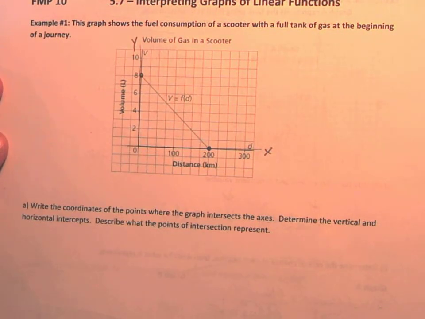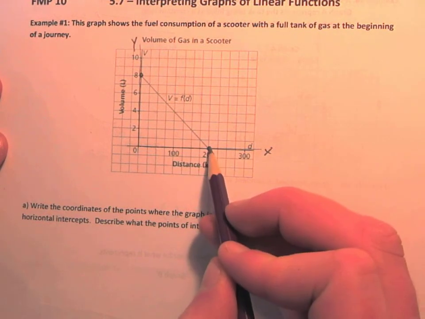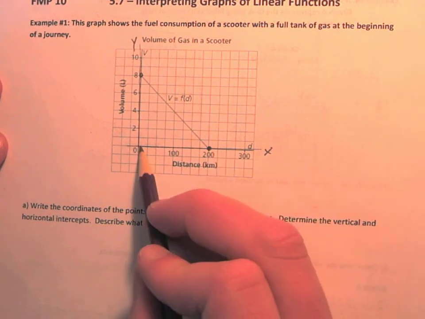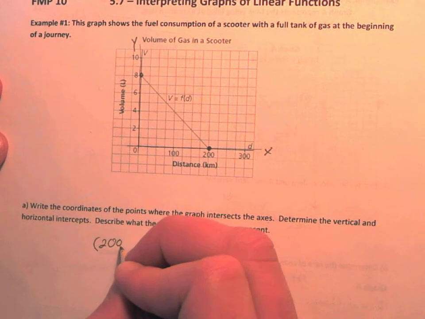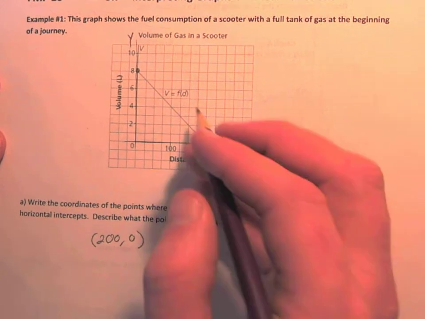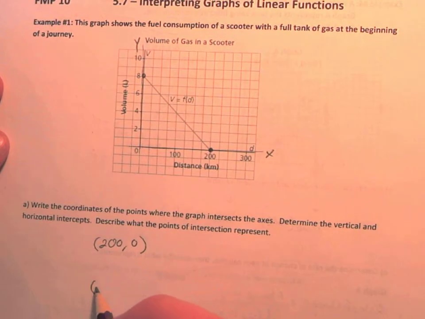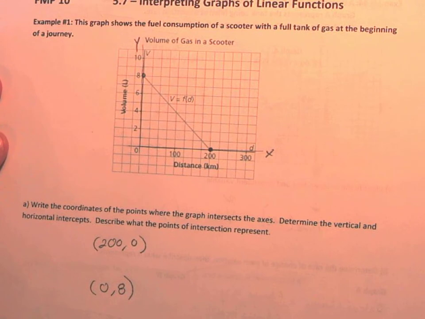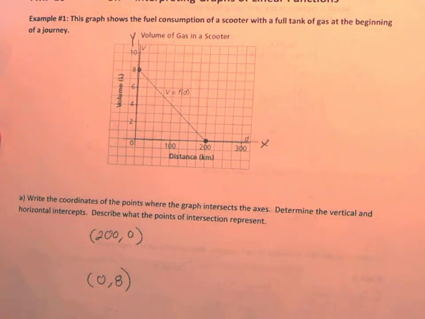Determine the vertical and horizontal intercepts. Alright, so where does the graph intersect here? What point is this? Well, it's just 200, 0. That's what point that is. What point is this? The other one is going to be 0, 8. So we have the 2 points there that intersect the 2 axes.